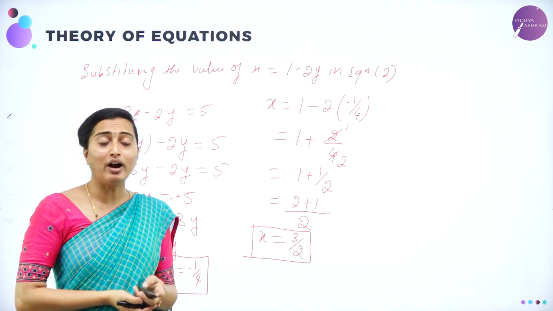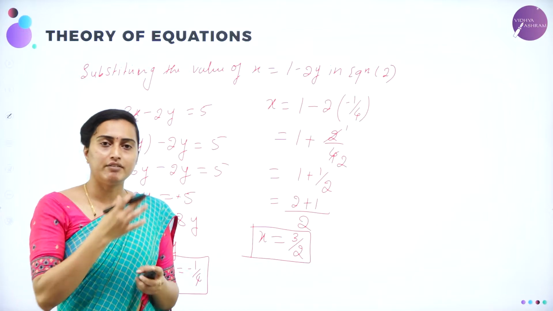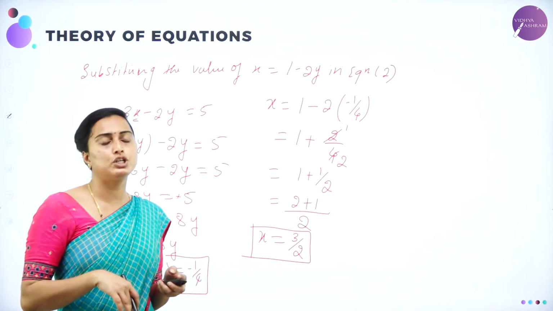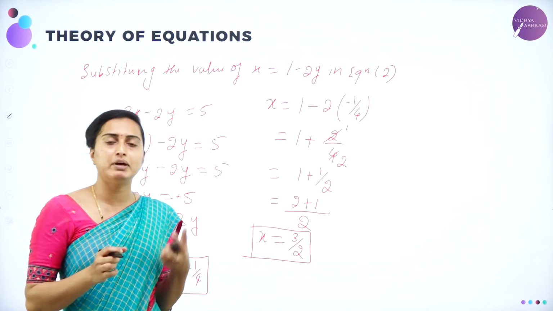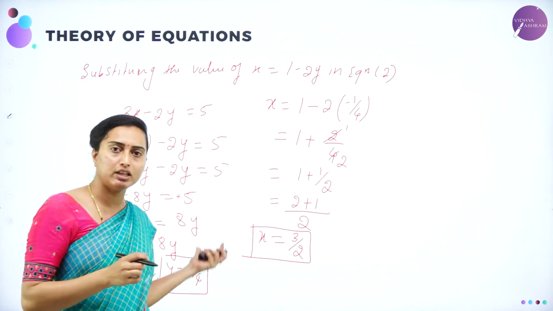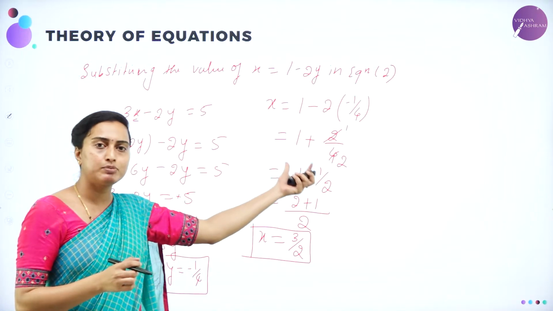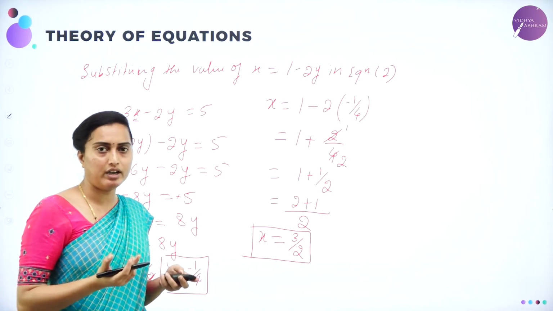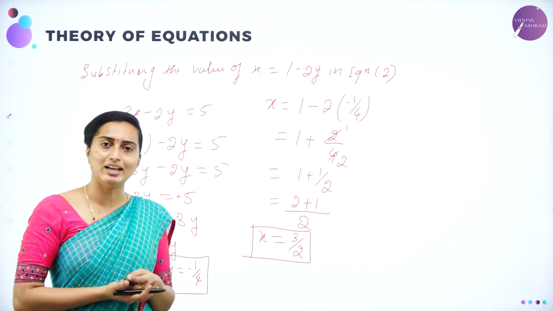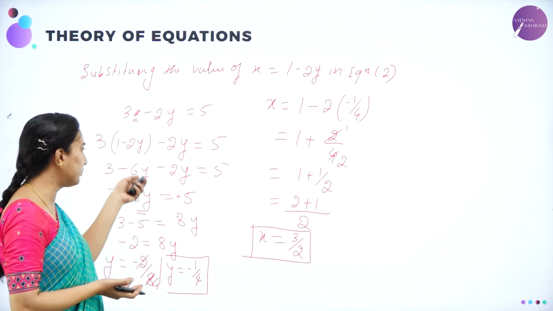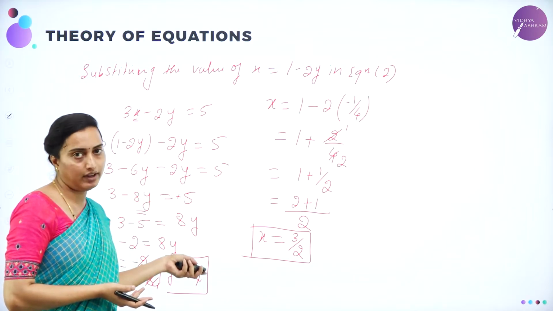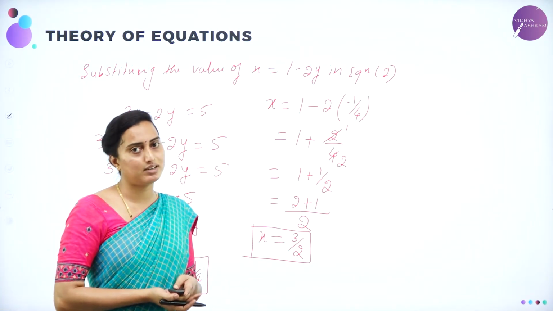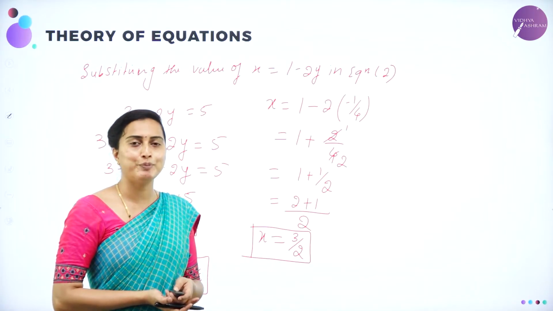Understood? This is called substitution method. Converting any one of the equations in terms of x or y and substituting that variable in the second equation and finding the value of that variable, and substituting the value of that variable in what you have converted and getting the value of the other variable. I have done in terms of y, you can do in terms of x and finding the y value. You are going to get the same values of x and y, dears. I hope you got this one.